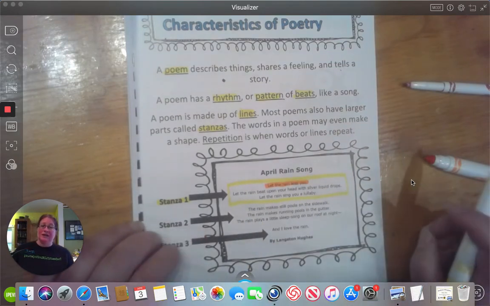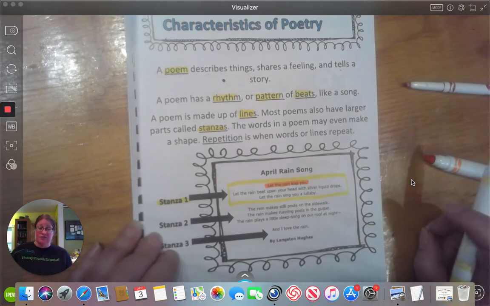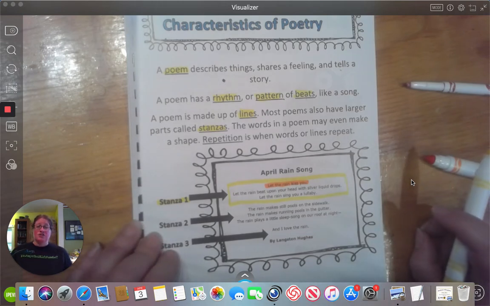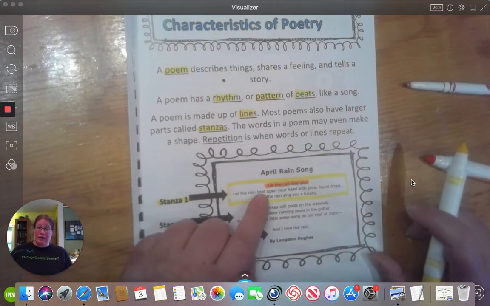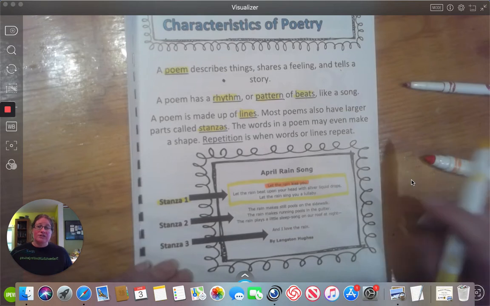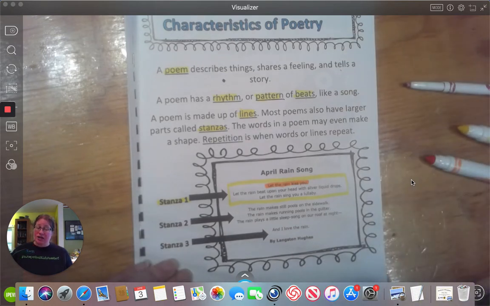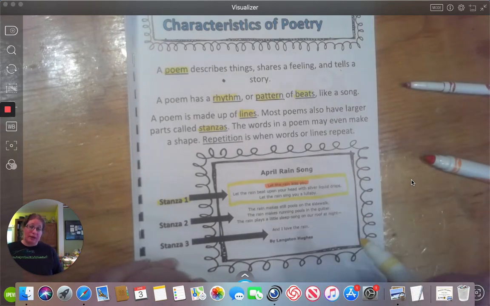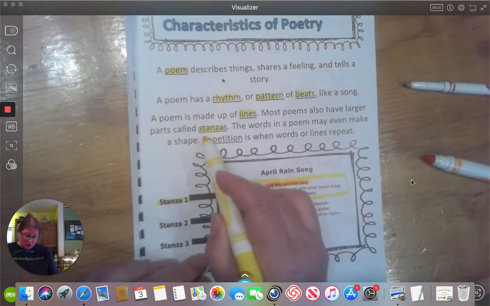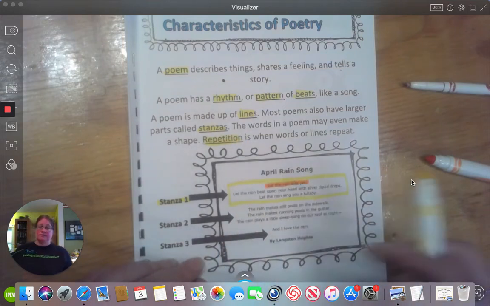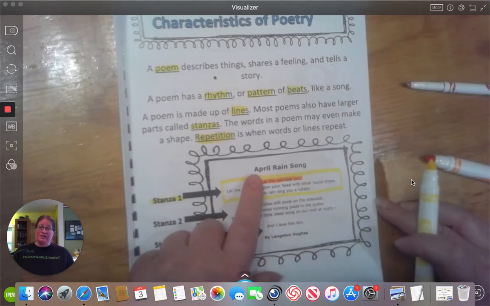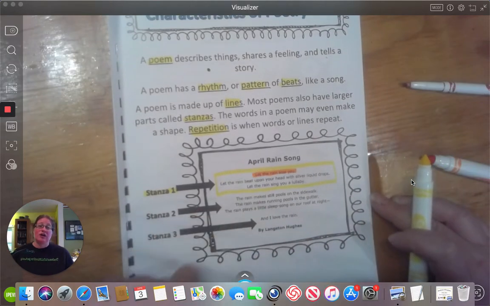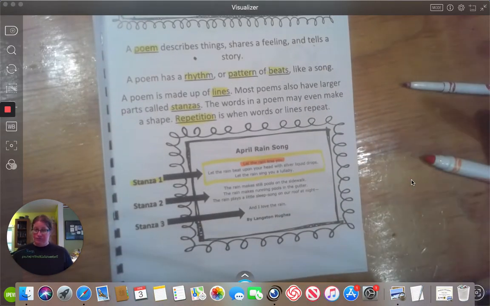Remember when we numbered our paragraphs in some of our reading? So our stanza has more than one line. The words in a poem may even make a shape. Repetition is when words or lines repeat. I'm going to read to you the poem that's included on this page called April Rain Song.